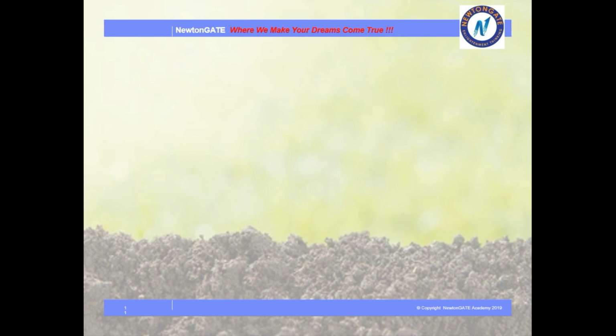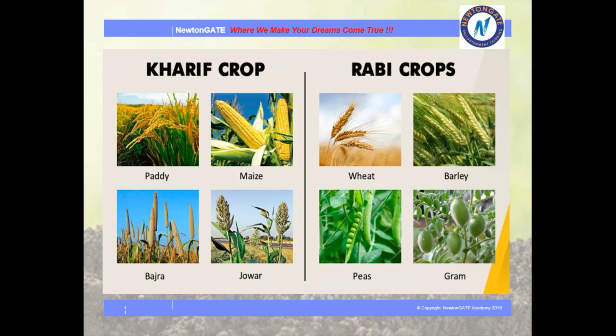So let's see what are rabi crops and what are kharif crops. You can see that the kharif crops include paddy, maize, bajra, jowar, whereas rabi crops include wheat, barley, peas and grams as well. Rabi crops are grown mainly in the dry season, or we can say in the winter season, whereas kharif crops are grown at the onset of the summer.